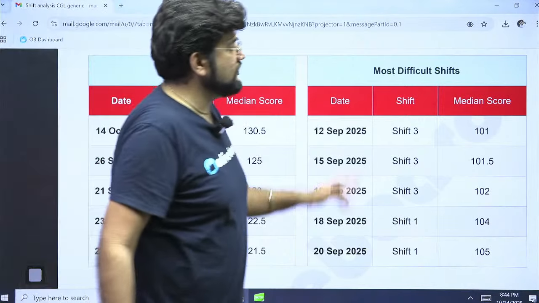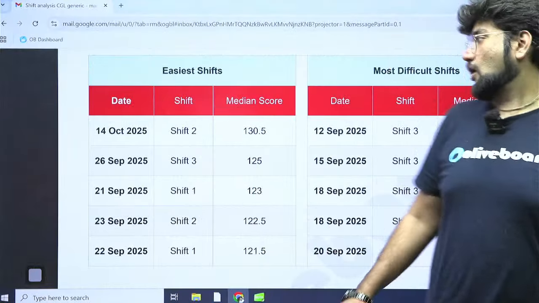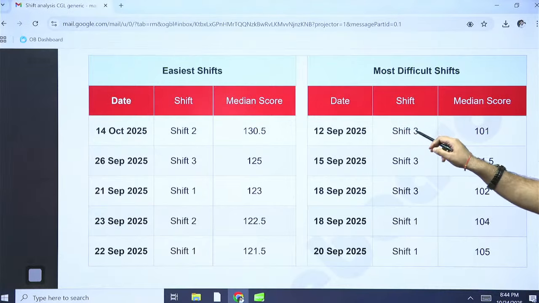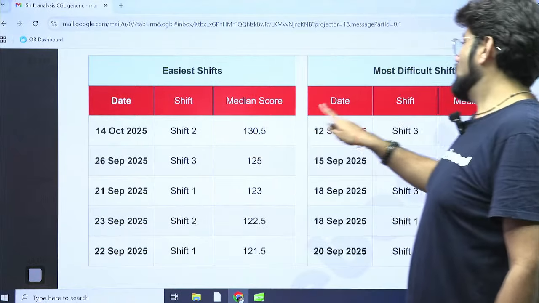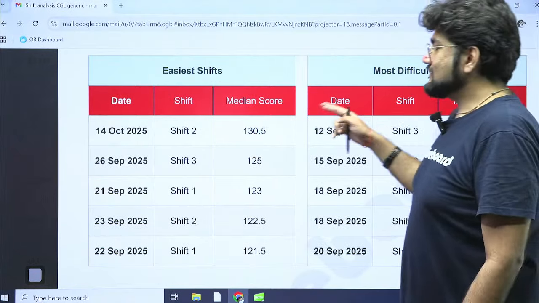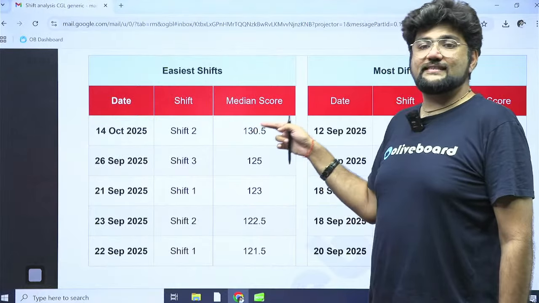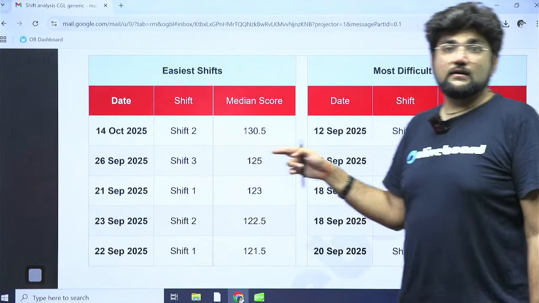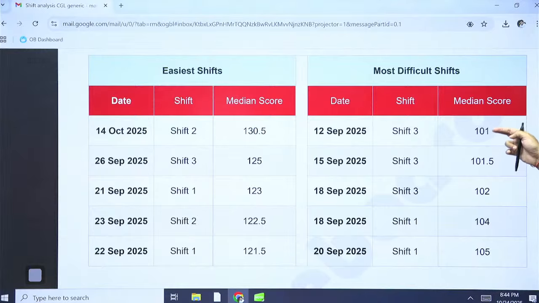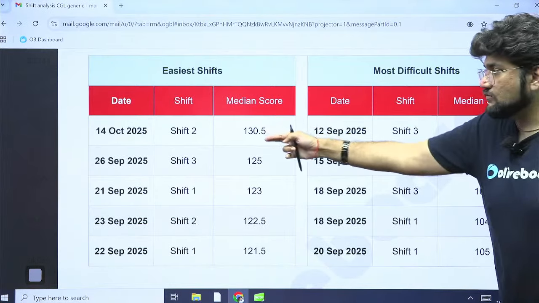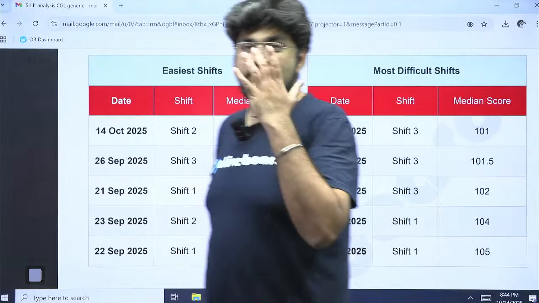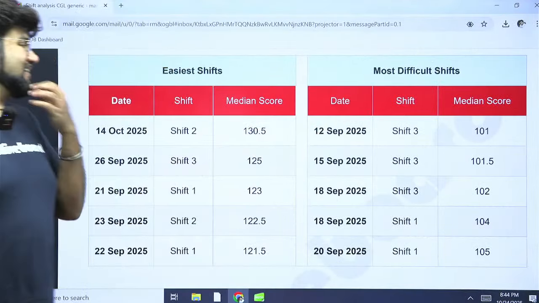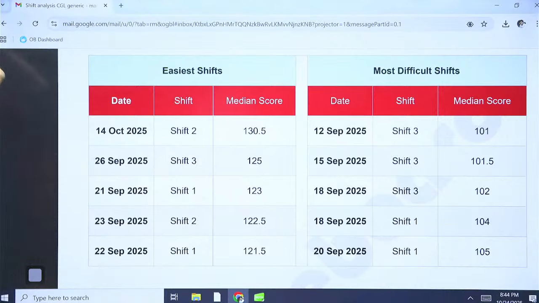And if we talk about difficult shifts, the most difficult being the one on the top, 12th September 2025 shift 3, the shift we spoke about, 101 is the median score. Look at the difference: 130, 101. This is the exact middle score, 130. This is the exact middle score, 101. Easiest shift versus difficult shift, almost a gap of 29.5 marks. Am I right? That is the kind of shift we are looking at.